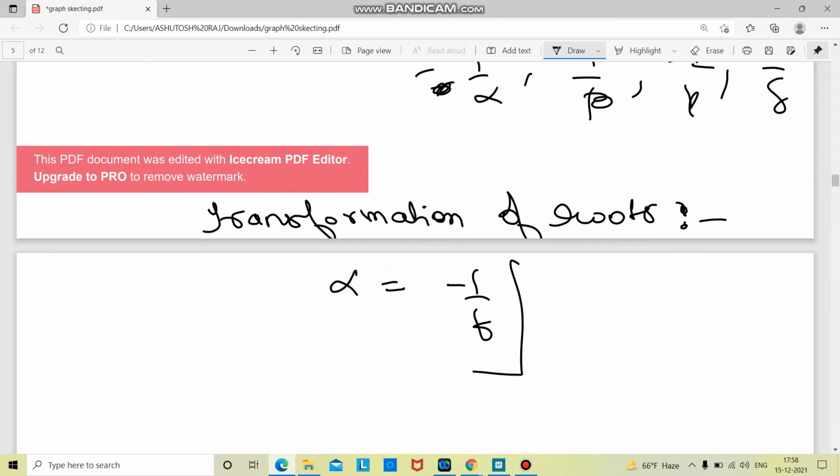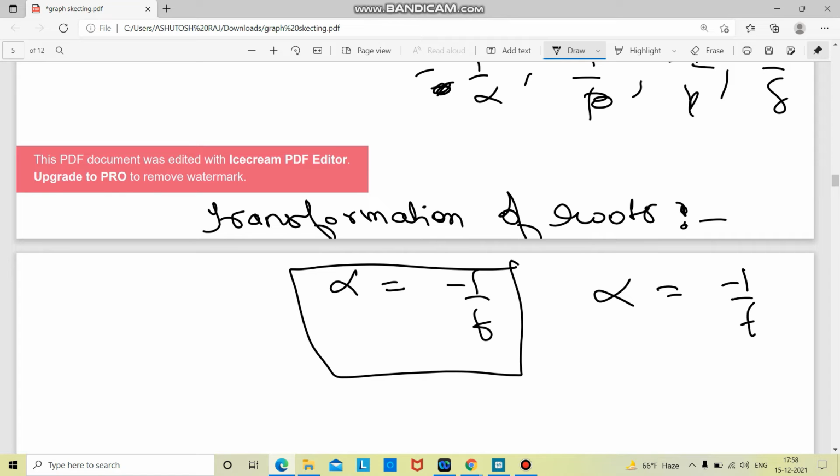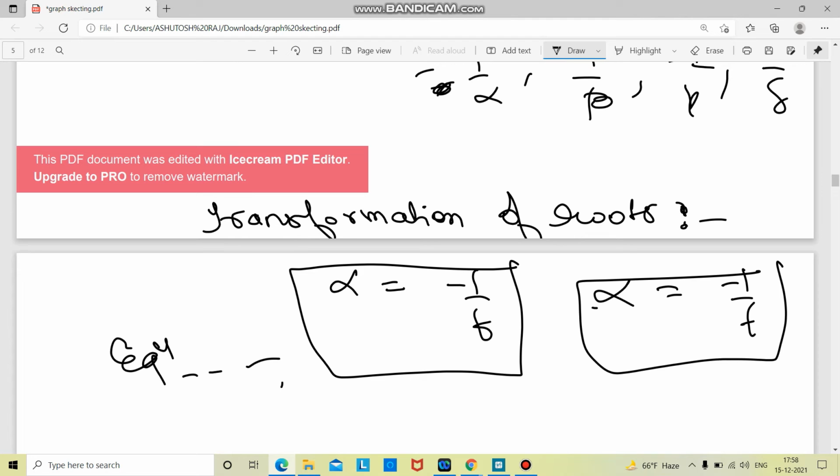Now we will assume alpha is minus 1 by t, and we will find the value of alpha as minus 1 by t. We will put this alpha in the equation, and we will get the equation whose roots are the above ones.